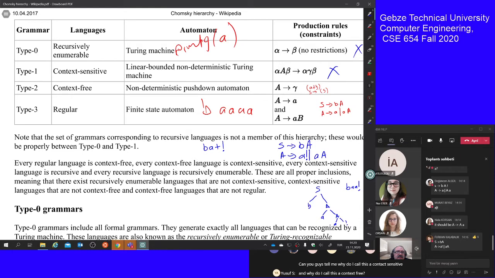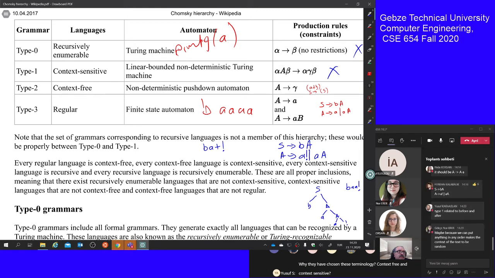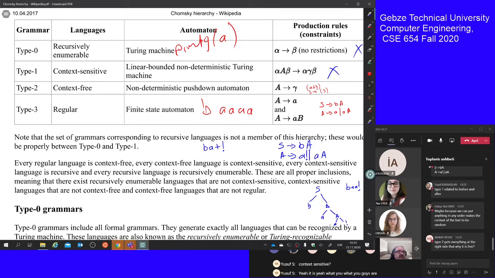Type 1 is context sensitive, type 2 is context free. Can anybody tell me why they have chosen this terminology, context free and context sensitive? Yeah, what you guys are saying is correct, yes.